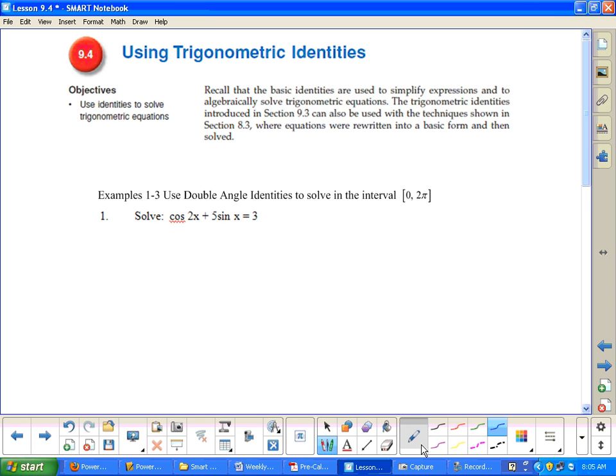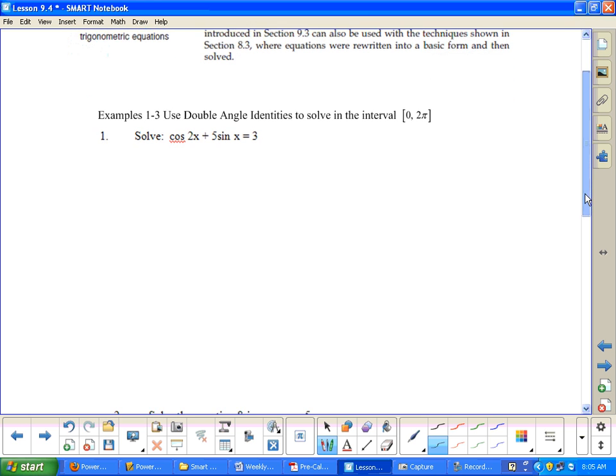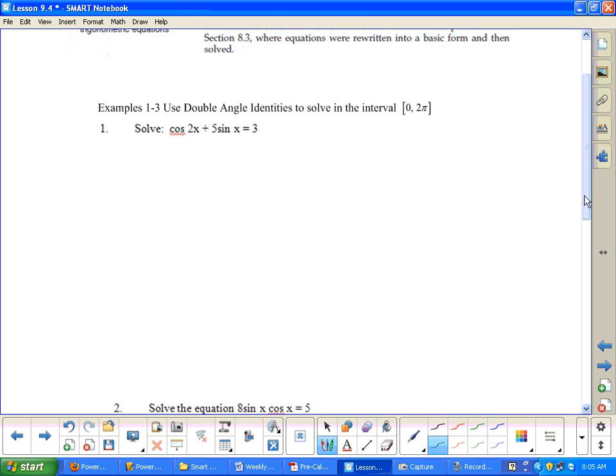All right, so this last lesson then, it's pretty basic in what we're doing, but tends to be a little bit difficult for some people. We're basically going to solve trigonometric equations, but we're going to be using identities to do it. This first problem says to solve using double angle identities on the interval from 0 to 2 pi.